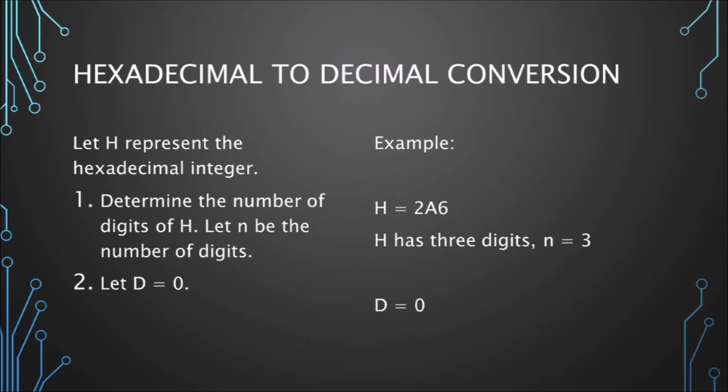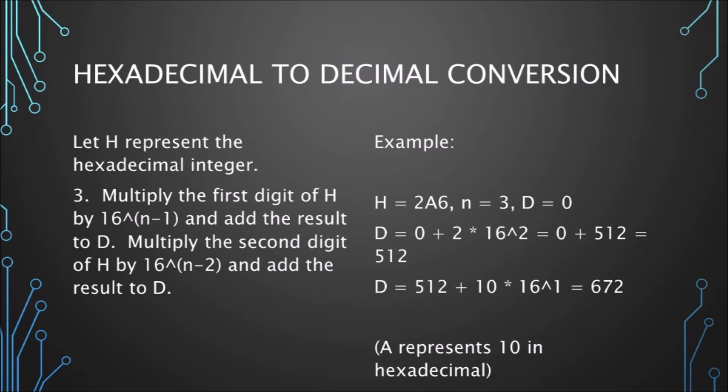Hexadecimal to decimal conversion. Doing this by hand, this is the easier conversion of the two. As I present the steps, you will see an example on the right hand of the screen. Let's get started. Step 1. Determine how many digits, n, the hexadecimal integer has. Step 2. Assign a value of 0 to D. For our example, convert the hexadecimal integer 2A6 to decimal. 2A6 has 3 digits.